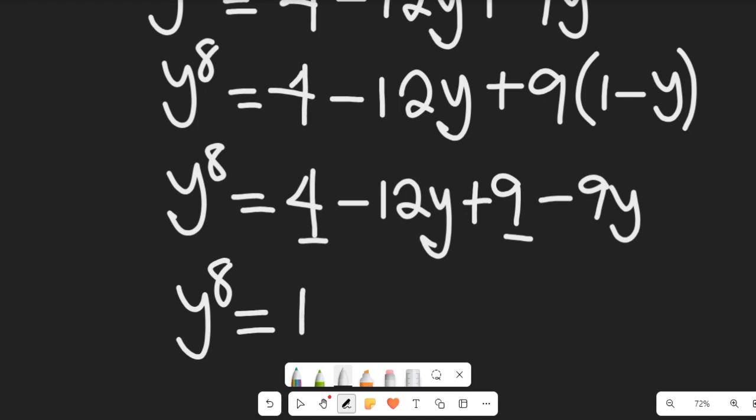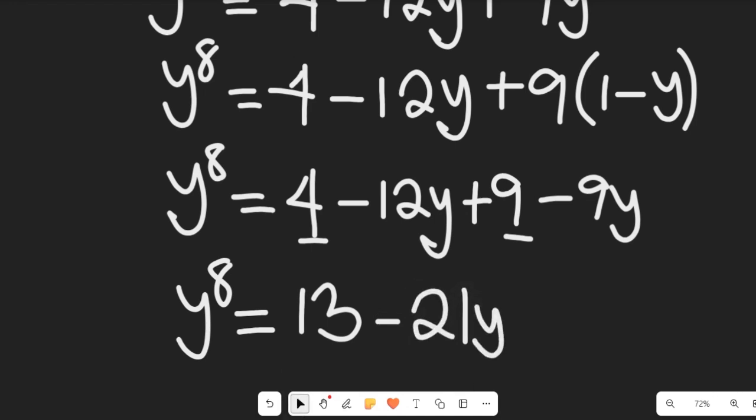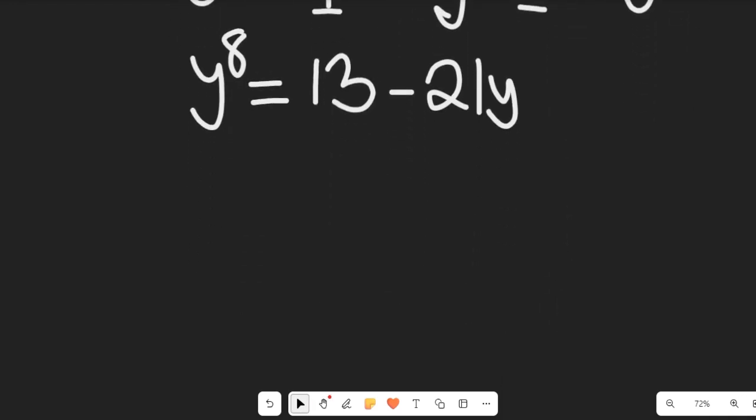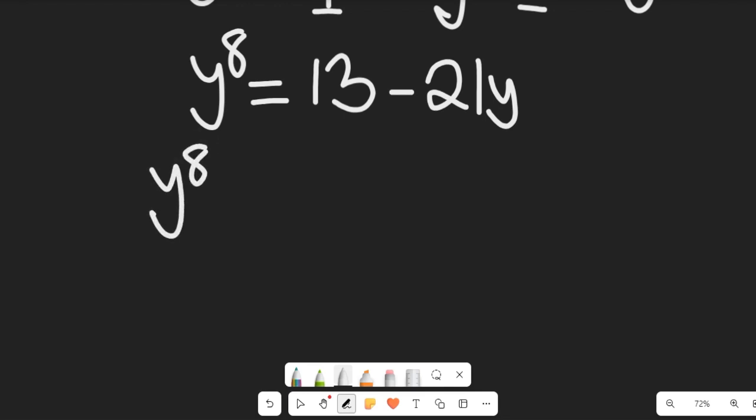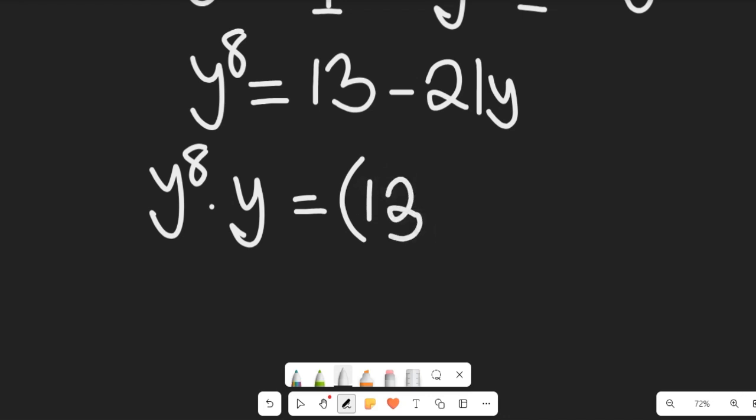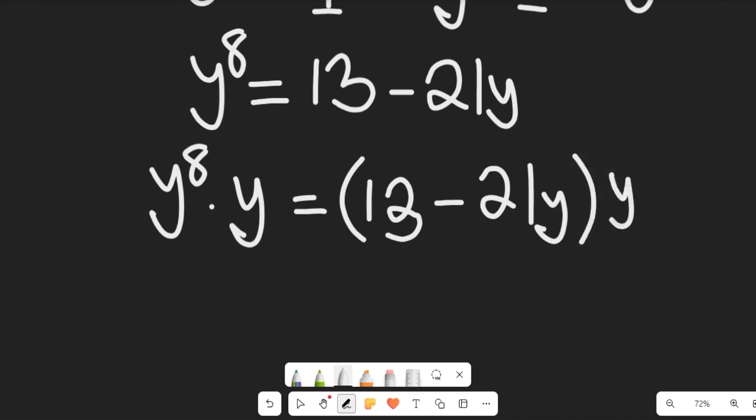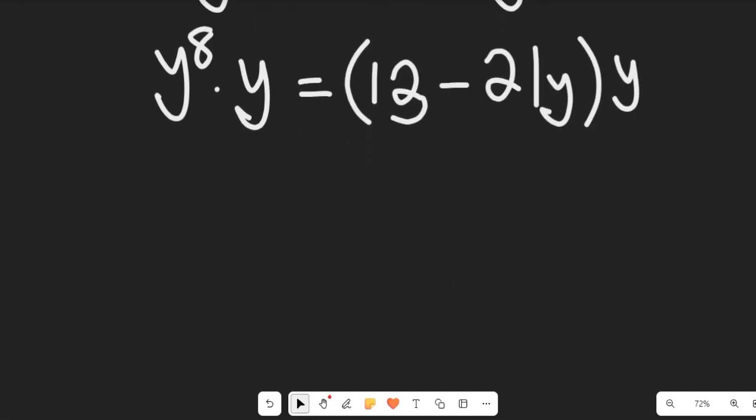So our y to the power of 8 will now be equal to 4 plus 9, which is going to give us 13, minus 12y minus 9y, which gives us minus 21y. To simplify this, we're going to multiply both sides by y. Now, why are we multiplying both sides by y? Just stay tuned. You're going to find out. We have 13 minus 21y, all multiplied by y. This will help us arrive at an expression that is closer to what we are looking for, and that is y to the power of 9.